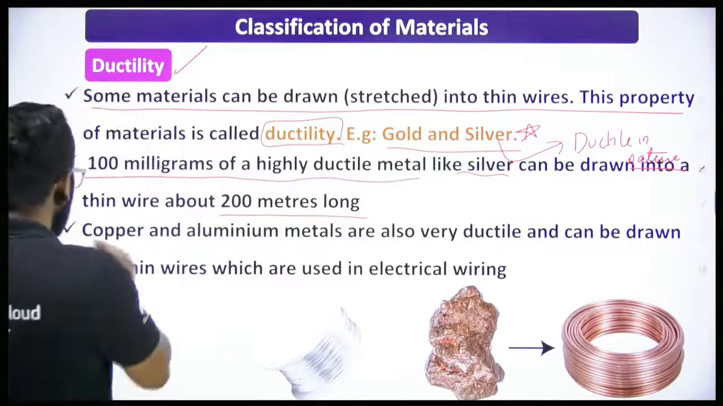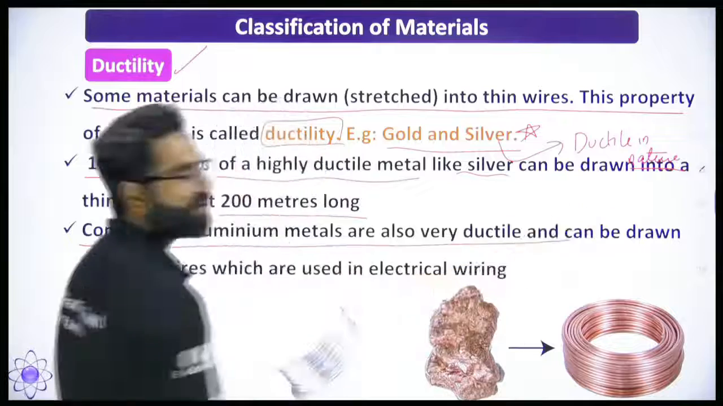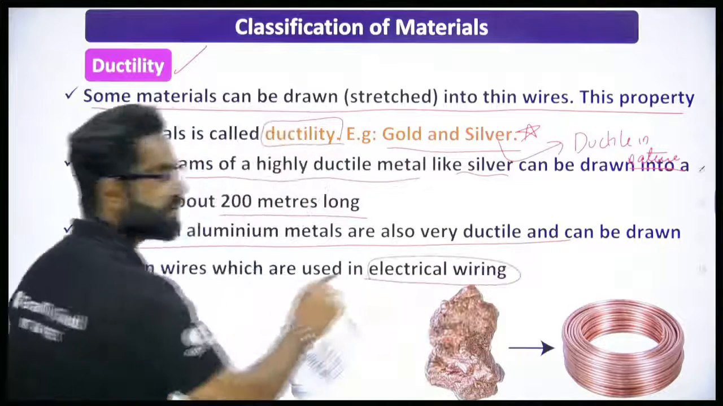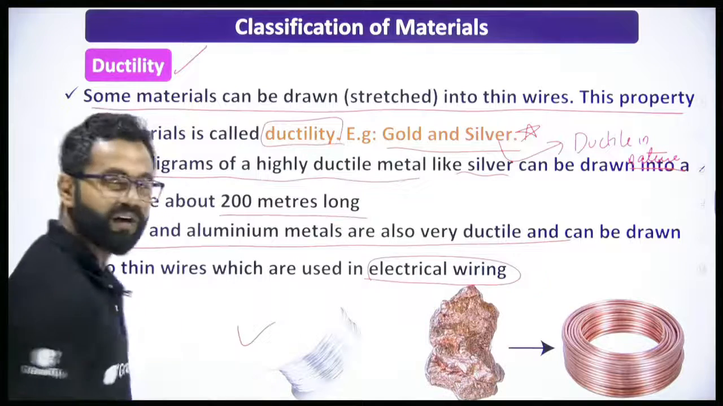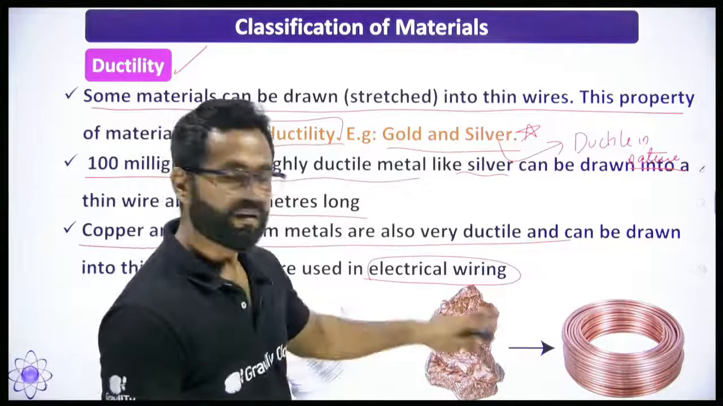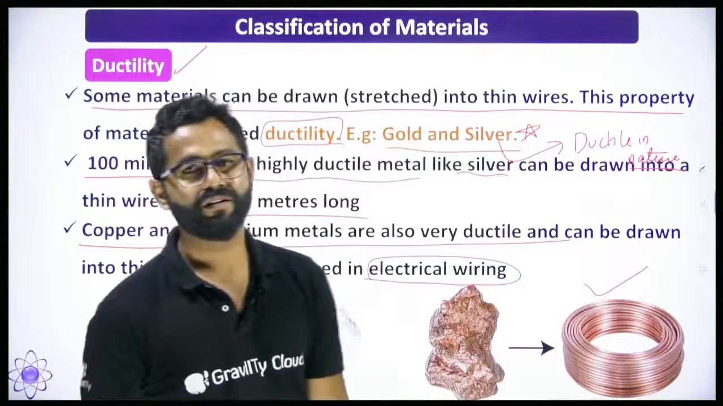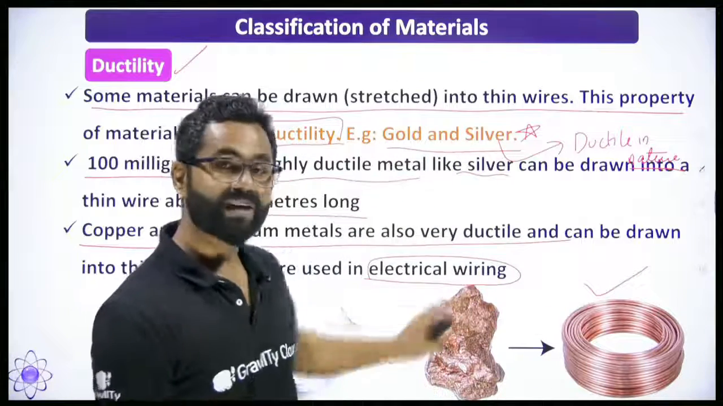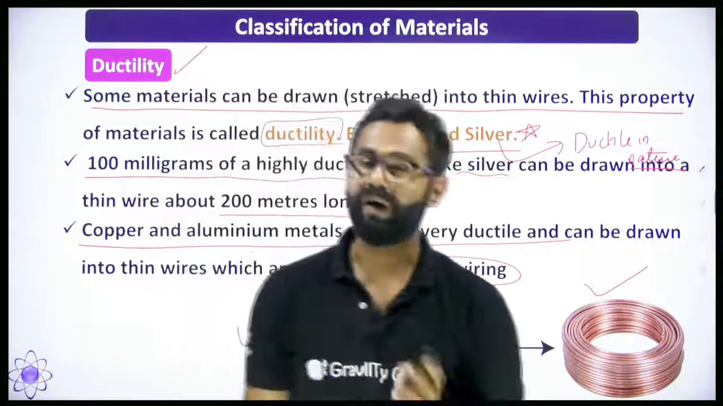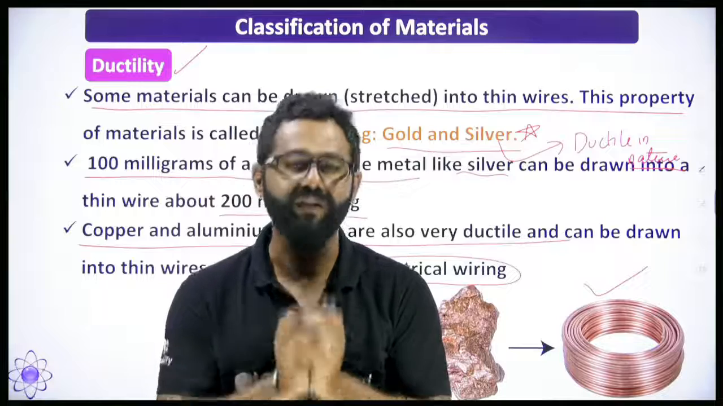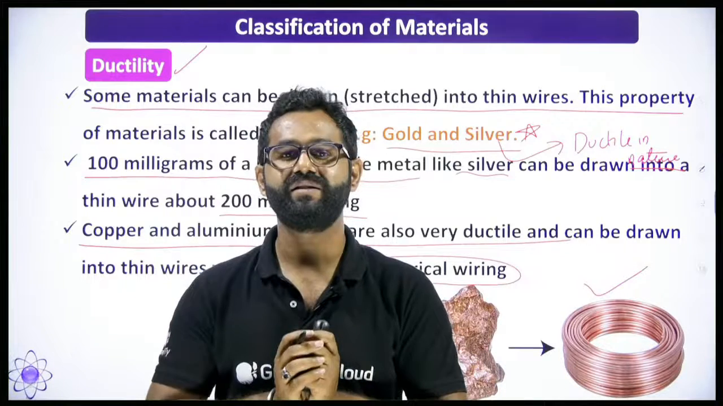Also, copper and aluminium are very ductile, and that's why they are used in electrical wiring. Like here we see aluminium wires. You see this copper metal, it can be converted into a beautiful wire like this. So all the metals which can be converted into wires are called ductile solids or ductile materials.